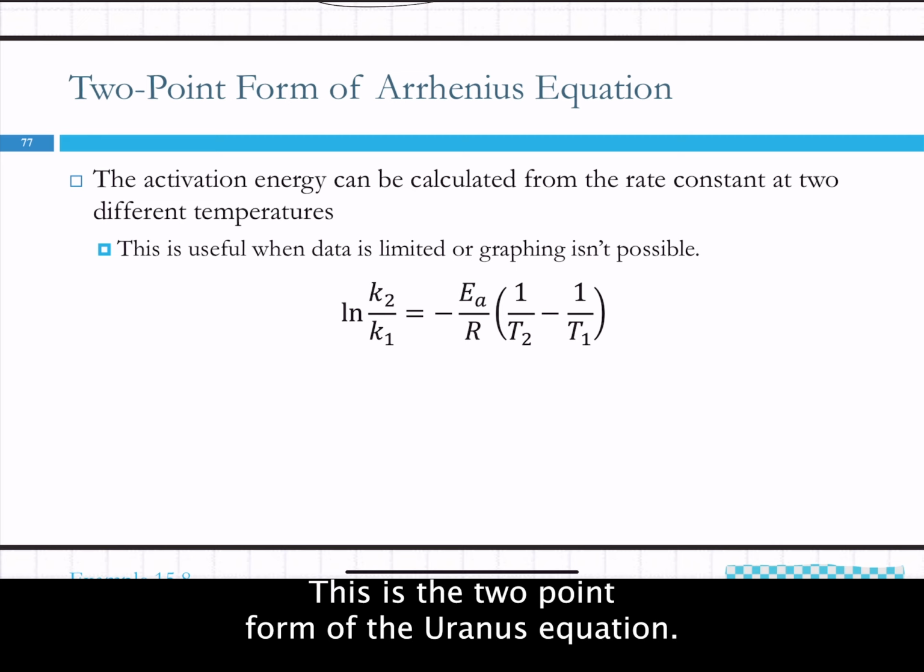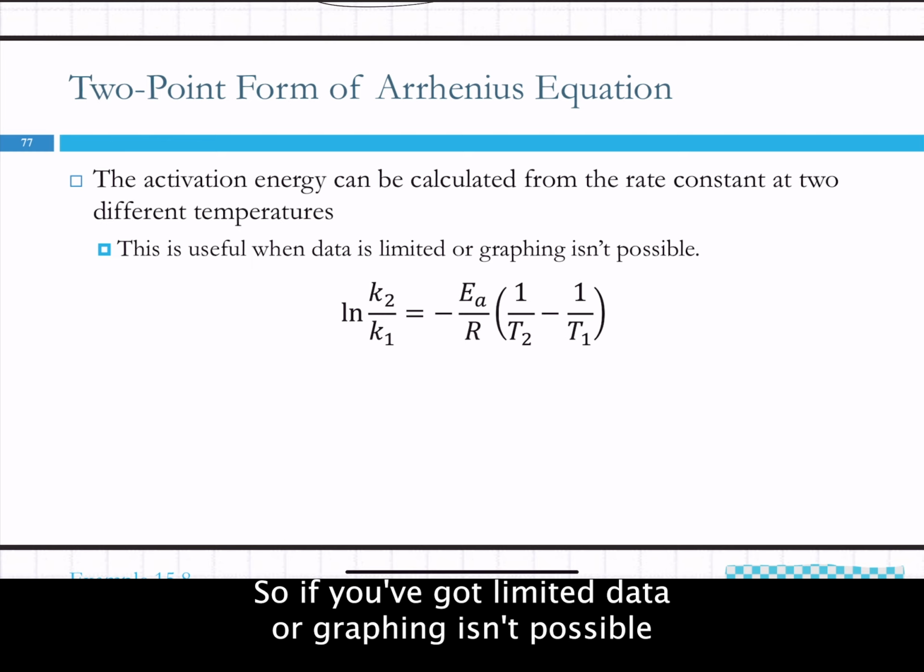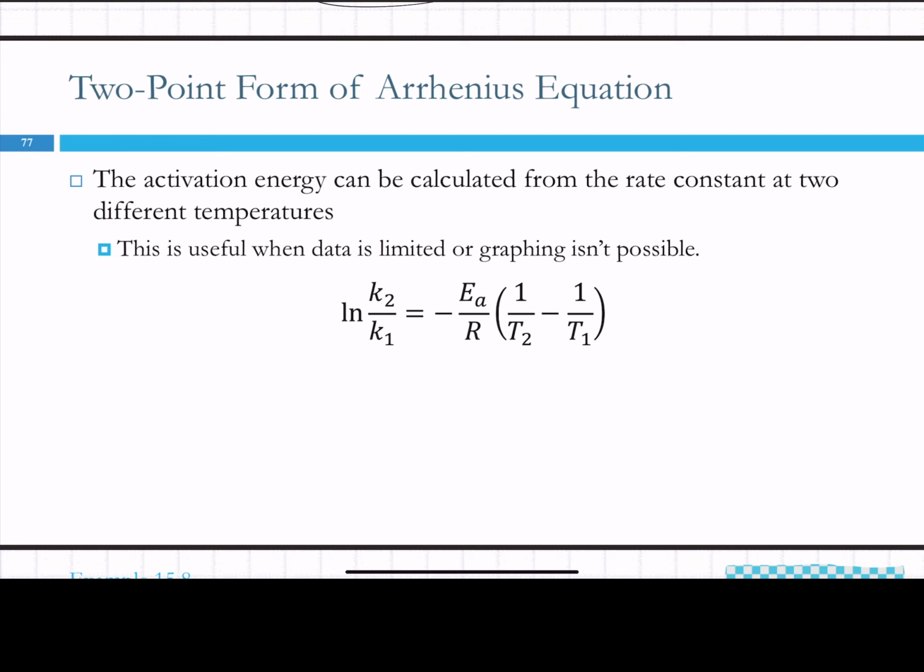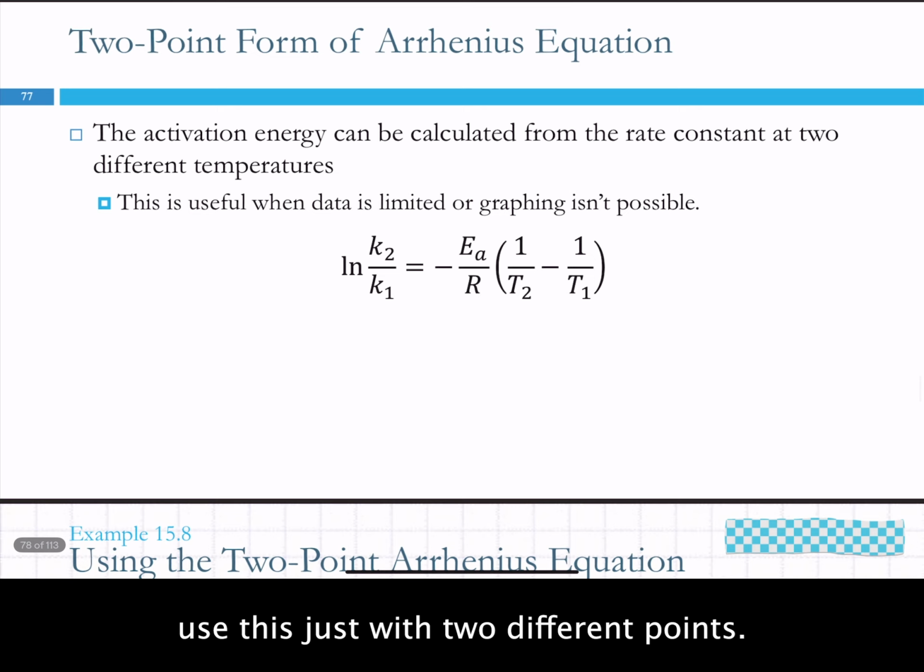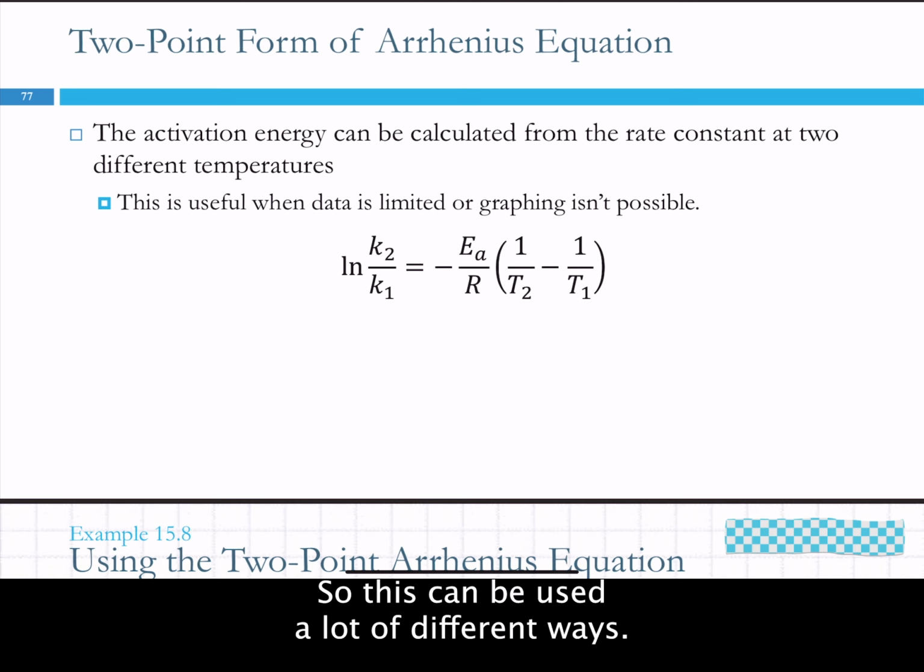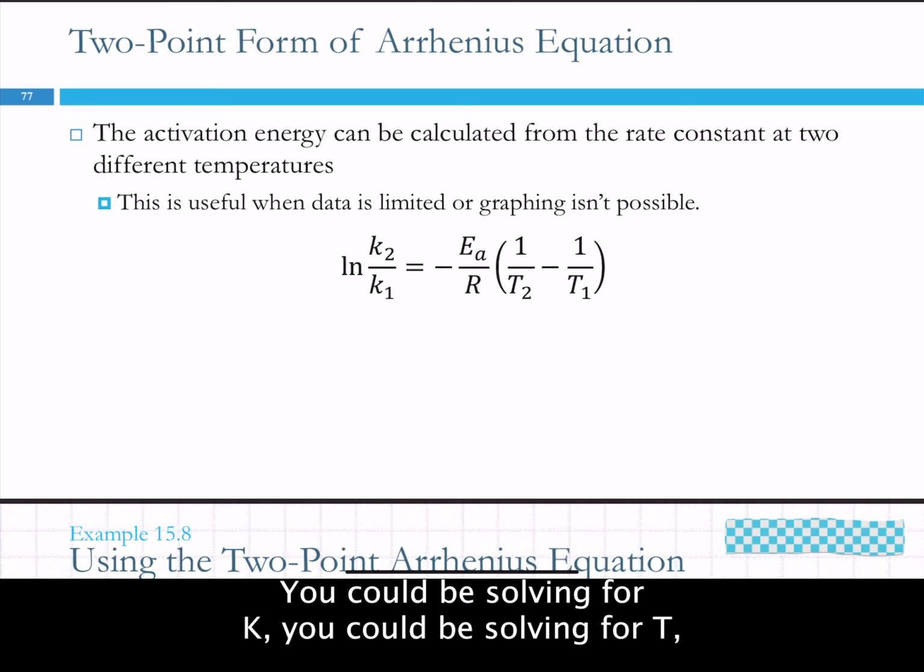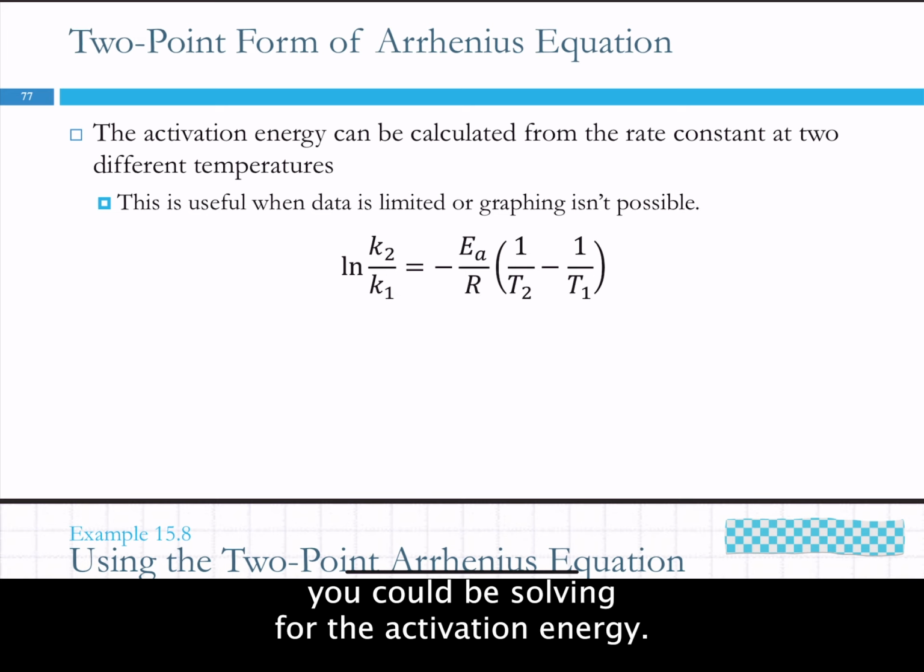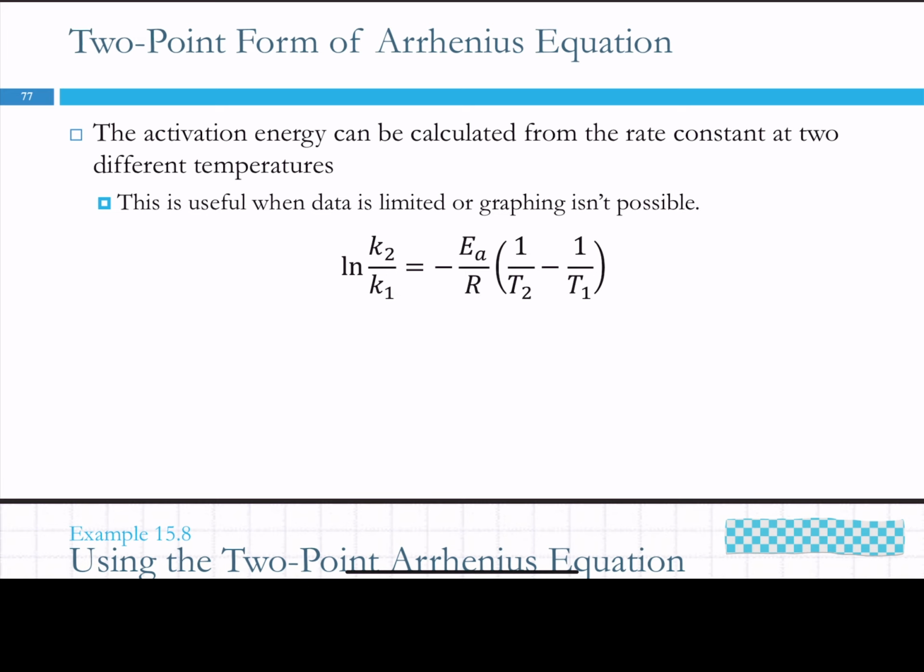All right, so another form of the same equation. This is the two-point form of the Arrhenius equation. So if you've got limited data or graphing isn't possible, then you can use this just with two different points because we have some constants. So this can be used a lot of different ways. You could be solving for K, you could be solving for T, you could be solving for the activation energy.